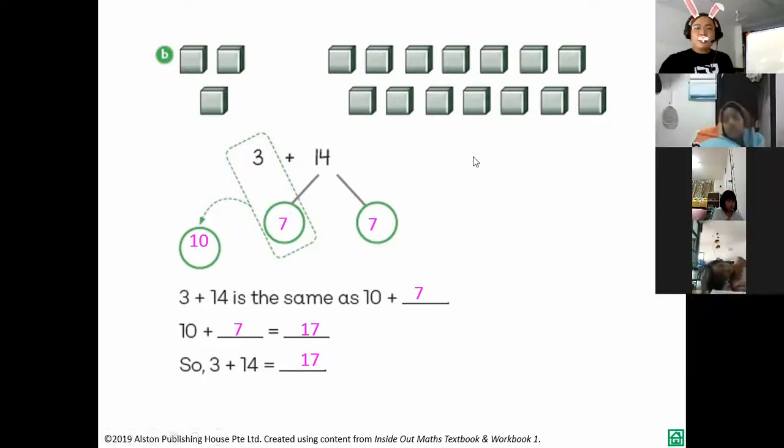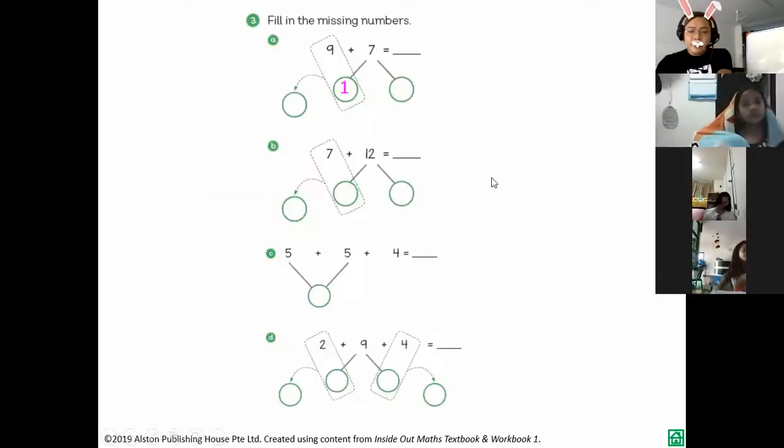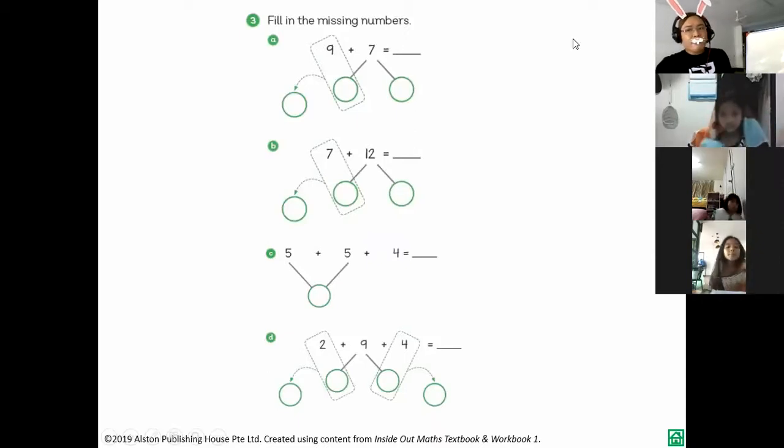Okay, let's proceed to the next slide. So number 3, fill in the missing numbers. We have letter A, 9 plus 7. Mickey, 9 plus 7.